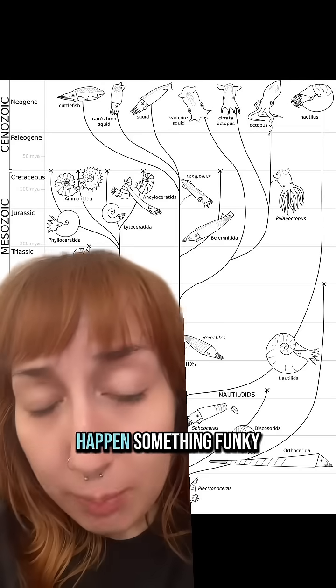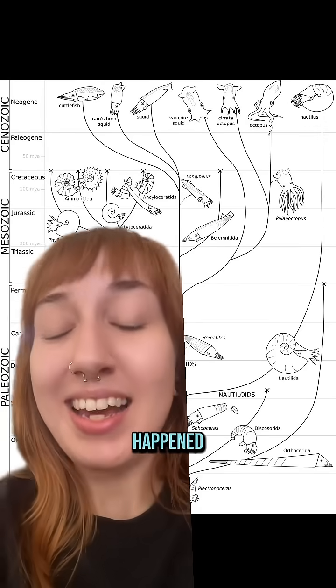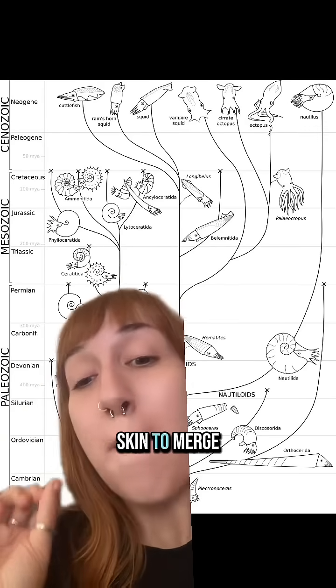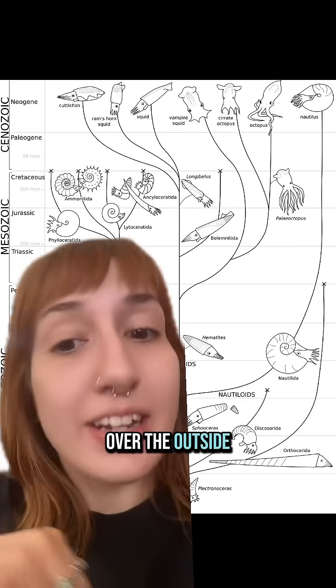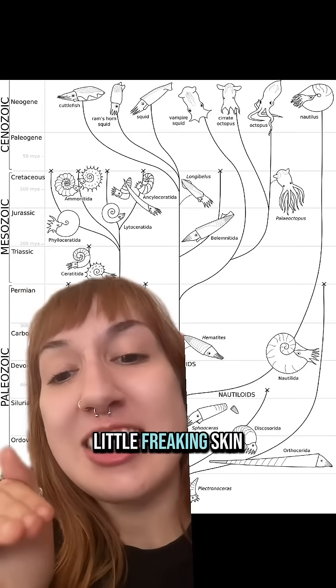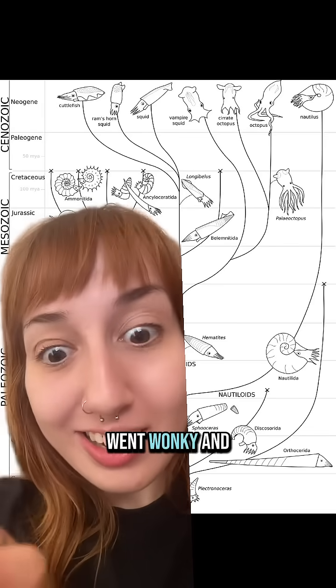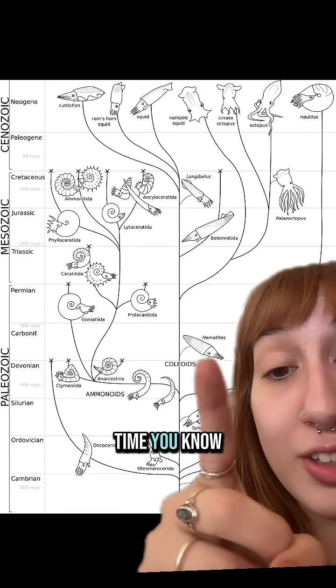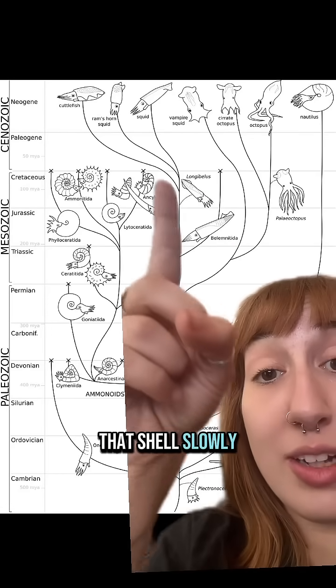But what happened with coleoids is these shells that used to be on the outside had a gene mutation happen, something funky happened, and you got a mutation that allowed their skin to merge over the outside of the shell. So now the shell is internal, all because a little skin went wonky and decided to grow over it. And then over time, that shell slowly reduced.